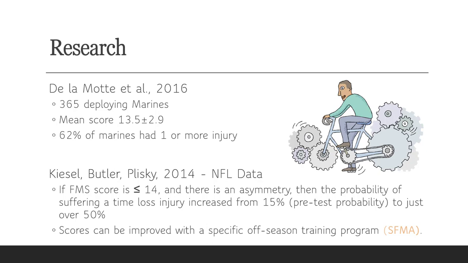Another study by Kiesel, Butler, and Polinsky in 2014 looked at NFL football players. If an FMS score was less than 14 and there was asymmetry, then the probability of an individual suffering a time-loss injury increased from 15% pre-test to over 50%. This study had a specificity of 0.87, which is pretty high. These scores were improved with specific off-season training programs developed through SFMA techniques and assessments.